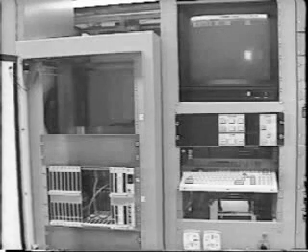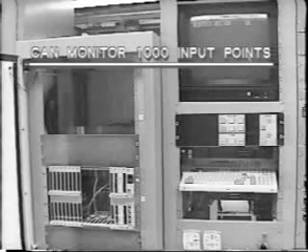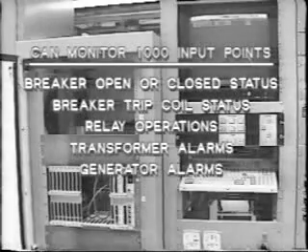We may then verify our findings by checking the printout from a sequence of events recorder, also known as an SER. The SER may be an integral part of the oscillograph system, but quite often it is a standalone machine. This type of recorder is capable of monitoring 1,000 input points. For example, breaker open or closed status, breaker trip coil status, relay operations, transformer and generator alarms, and so on.